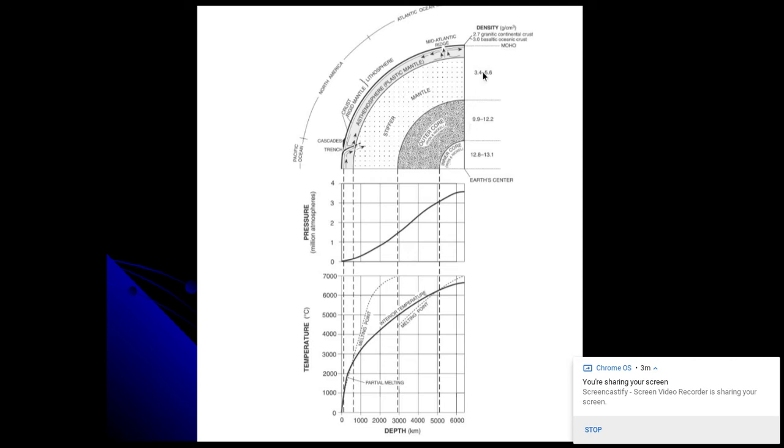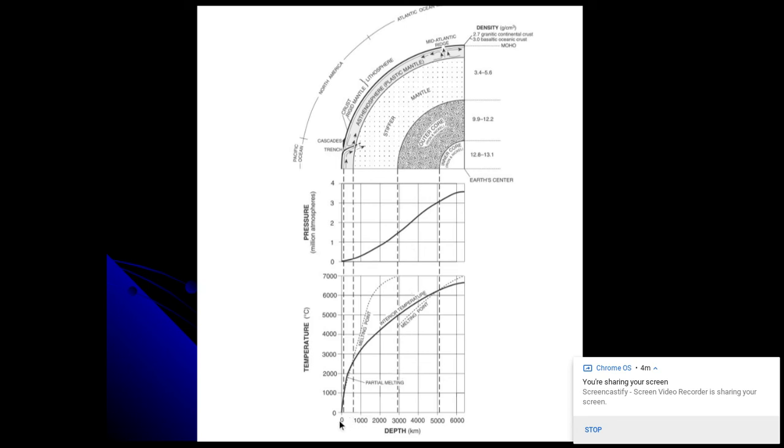If you look over here, it gives you the densities of these layers. 2.7 for granite, continental, 3.0 for basaltic, oceanic, 3.4 to 5.6 for the mantle. 3.4 is going to be on the high end. And as you get deeper in, lower in, it's going to become more dense. You're at 5.6. Outer core, 9.9 to 12.2. Inner core, 12.8 to 13.1.